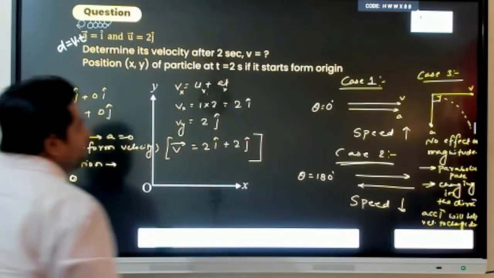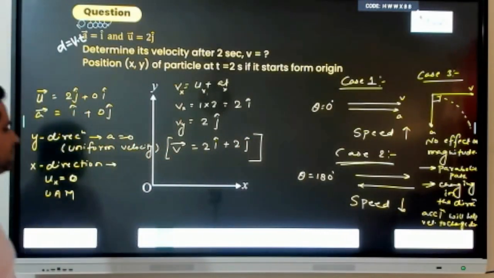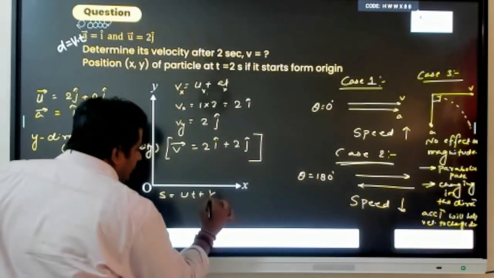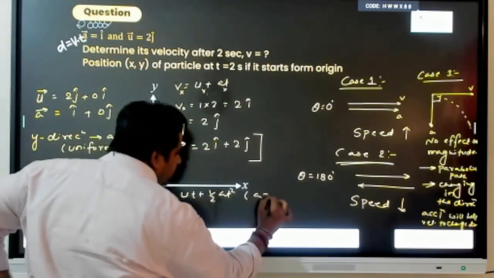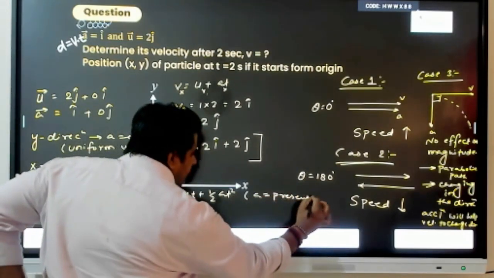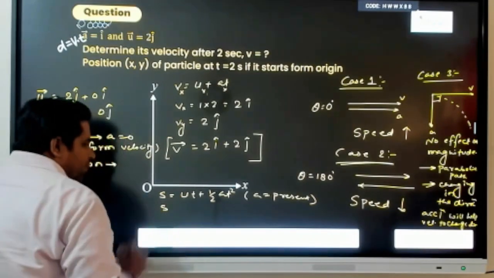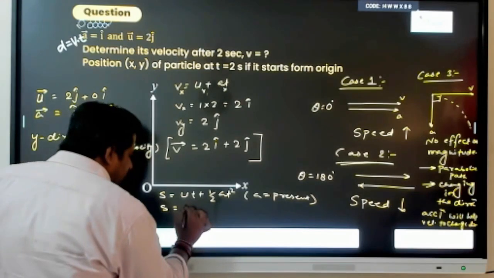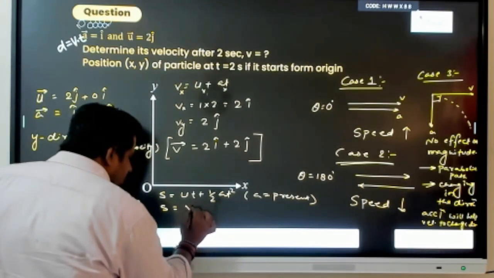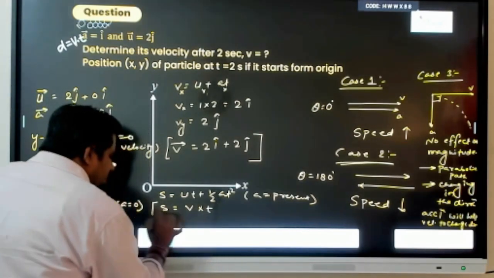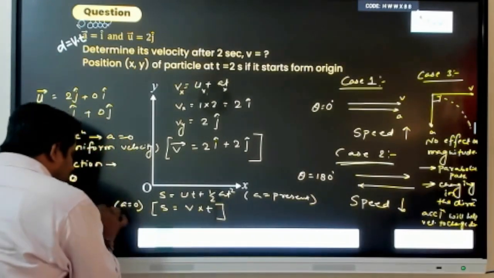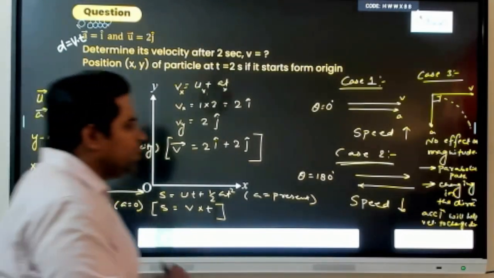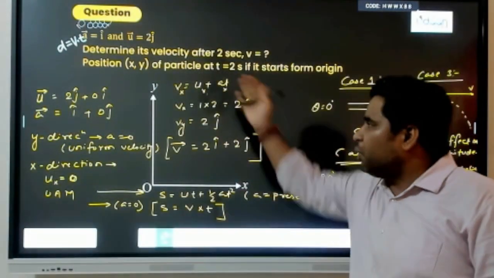I hope you all are getting my point, and this way we are going to attain the condition of position as well. In that case, where acceleration is present, you are going to write ut plus half at square. And if we need to find the displacement where acceleration is absent, where a is equal to 0, you just apply velocity into time. So you apply this equation when acceleration is 0, and when acceleration is present, you apply the other equation. This way you are going to attempt this question to find the position as well.